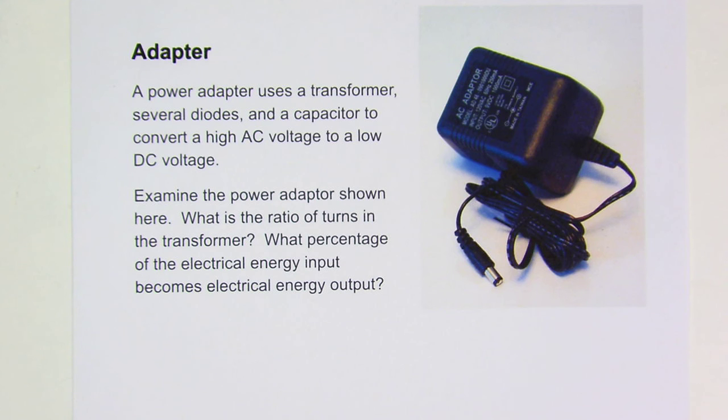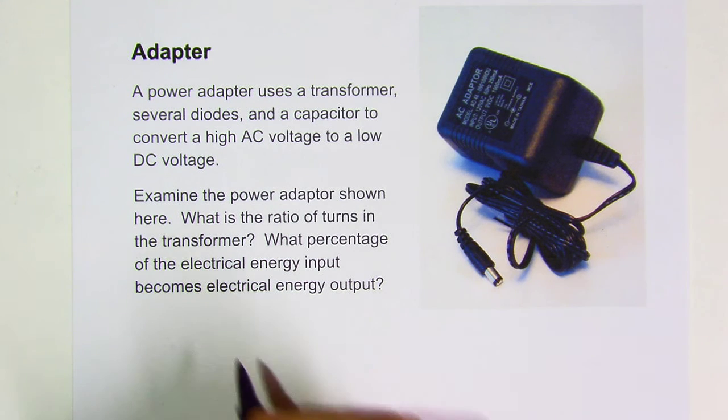The problem tells us that a power adapter uses a transformer, several diodes, and a capacitor to convert high AC voltage into low DC voltage. We're asked to examine the power adapter and figure out what ratio of turns is in the transformer and what percentage of the electrical energy input becomes electrical energy output. So first, the ratio of turns.